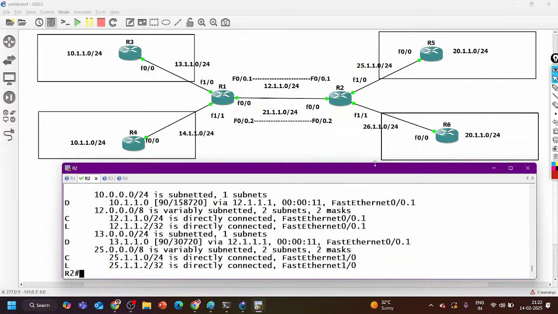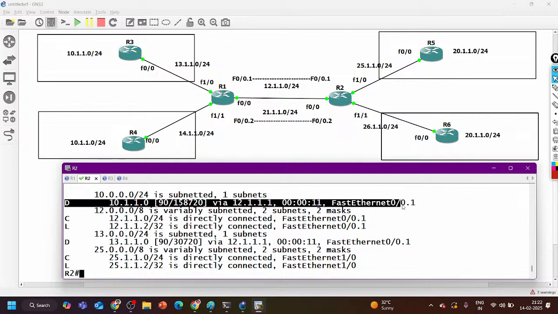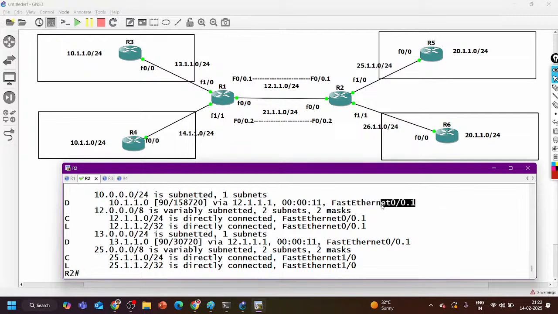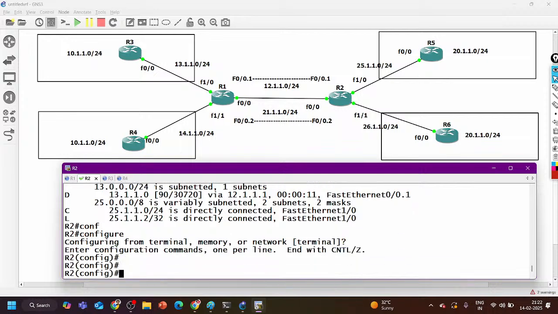In the VRF A routing table, you can see the 10.1.1.0 network is coming through EIGRP. Got it? On which interface? On this interface. So if we are running any routing protocol now between router 2 and router 5, the same EIGRP, router 2 will advertise it to R5 also. So we only need to advertise one more network command here.